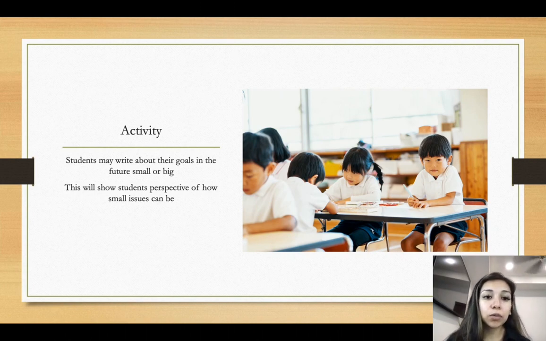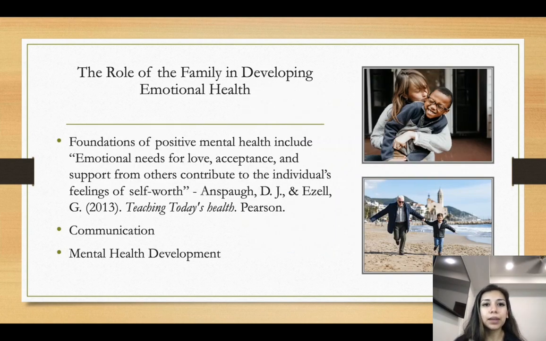So this is the activity, another activity. Students may write their goals in the future, small or big. This will show perspective of how small issues can be. So it takes the students the time to really think about what they're going to do in the future. It changes their mindset from the now to then. They're able to temporarily forget about their issues that are happening now, and they'll realize that they don't last forever, of course.